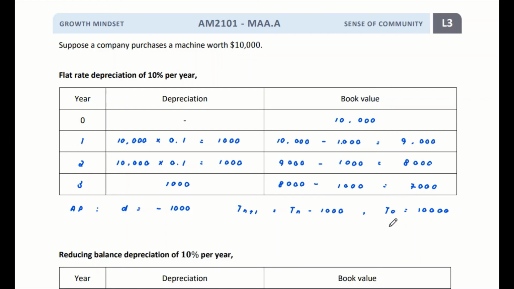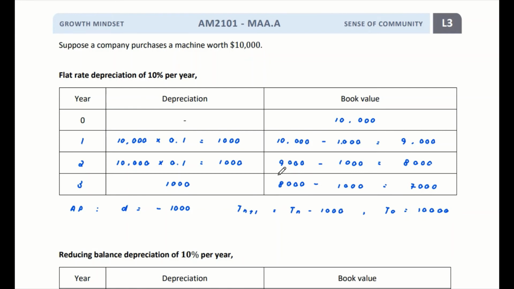Of course, whether it's T0 or T1 depends on what n we are trying to denote in the question. But in this case, we put T0 because it's the year 0. So after 1 year, you get this value. After 2 years, you get this value, and so on. Okay, so that's for the first one.